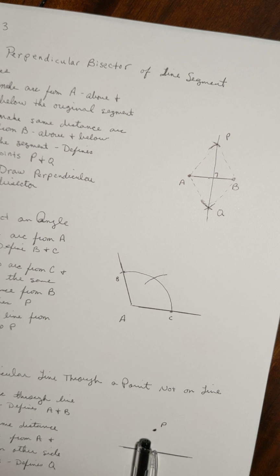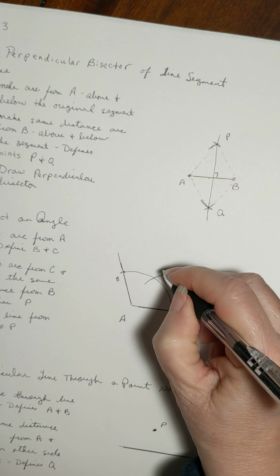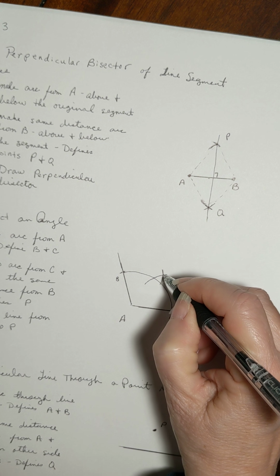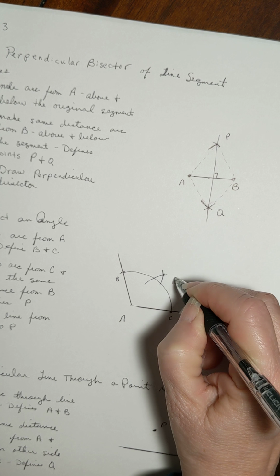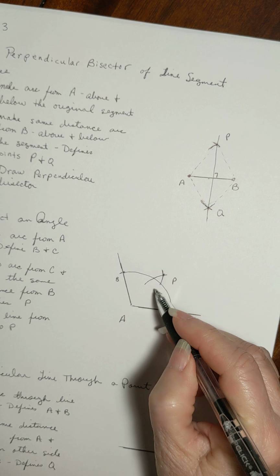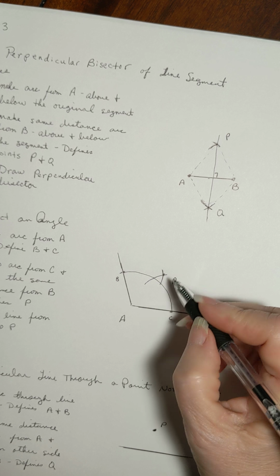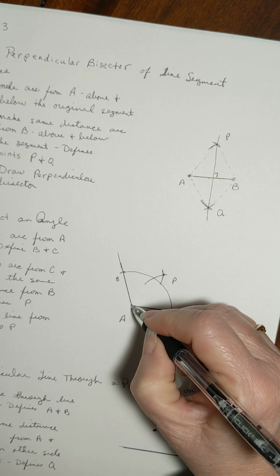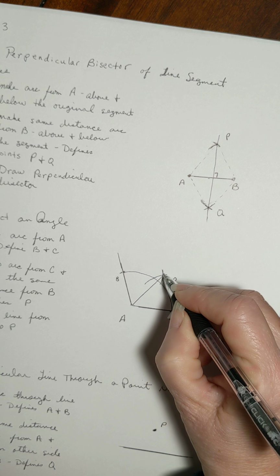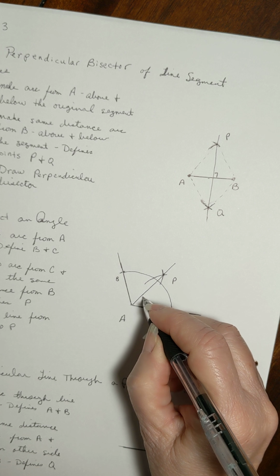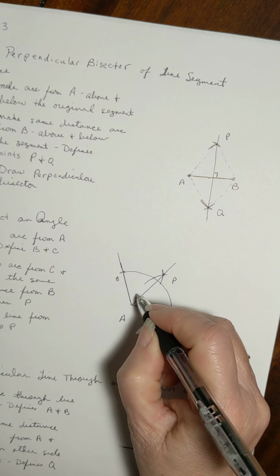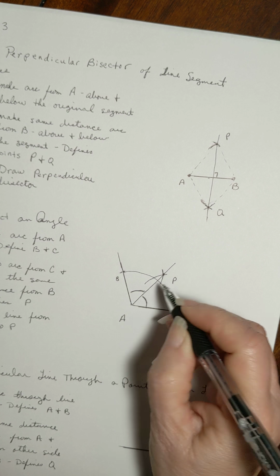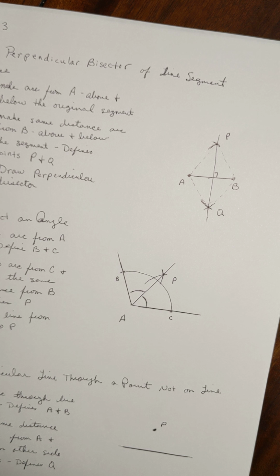And so then the same distance from B. And that defines point P. Where these two arcs meet defines point P. And then if I draw a line from A to P, this little angle and this little angle will have exactly the same measure.